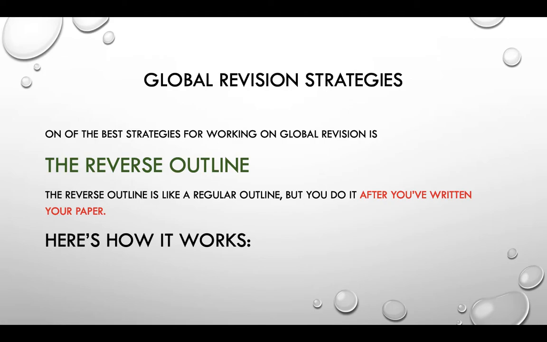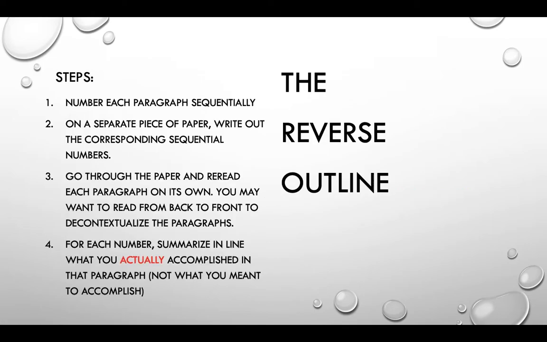Well, one of the best strategies that I have found is the reverse outline. And that is just like a regular outline, but you do it after you've written your paper. So here's how it works. You number each paragraph sequentially, and on a separate piece of paper, you write out the corresponding sequential numbers. So 1, 2, 3, 4, 5, 6, 7, 8, and however many paragraphs you have, on a separate piece of paper with those same numbers written on it.